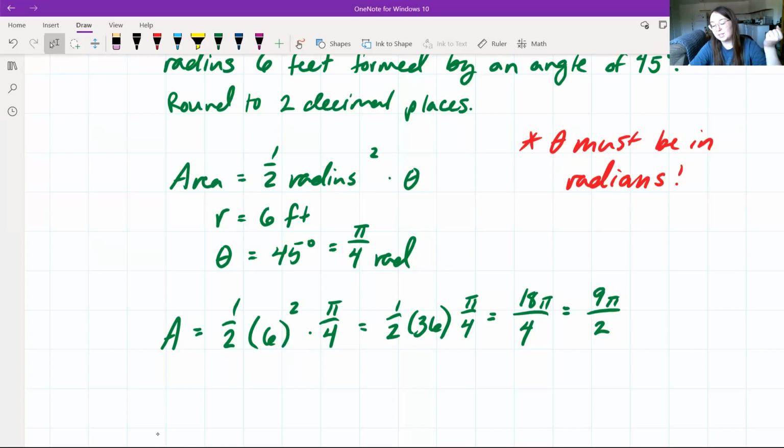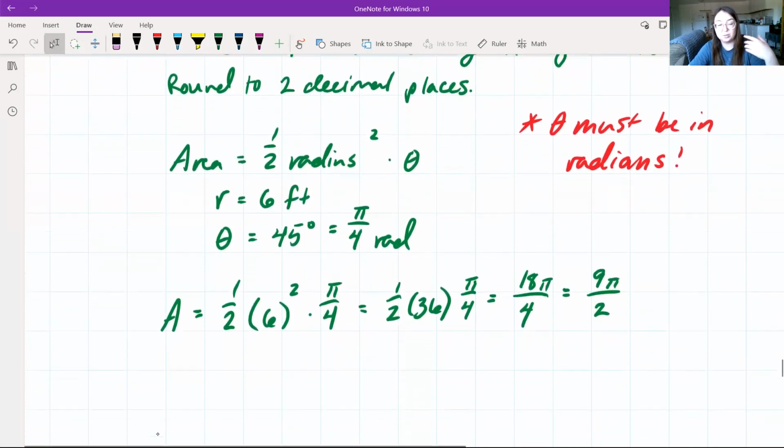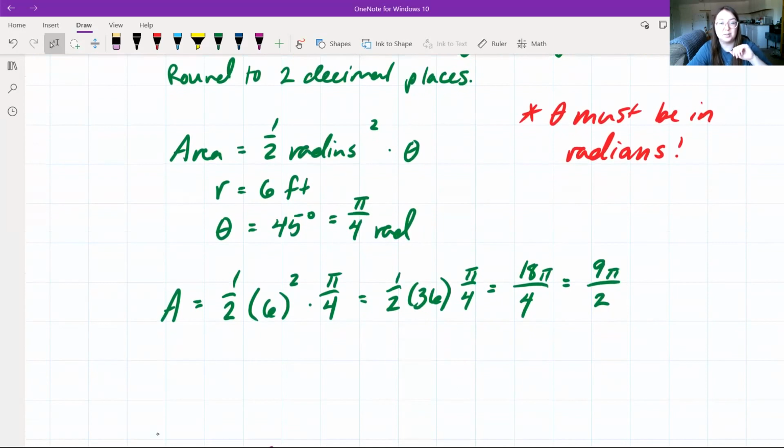But anyways, so we have our area is 9 pi divided by 2, but we want our answer in feet, and we want to round to 2 decimal places. So we need to convert 9 pi divided by 2. This is where having a calculator comes in handy. We can easily plug into our calculator 9 times pi, find that answer, divided by 2. Or we can use an online calculator like Desmos.